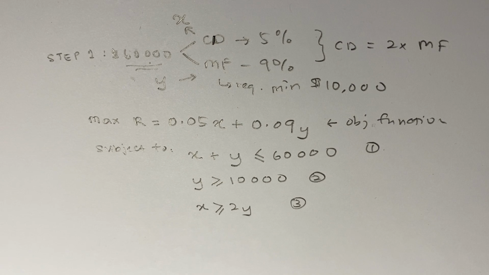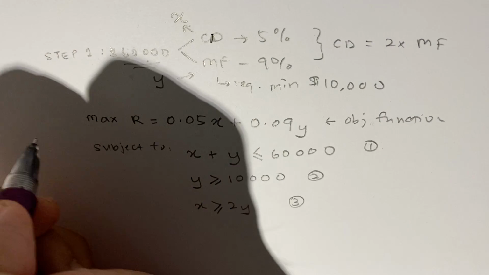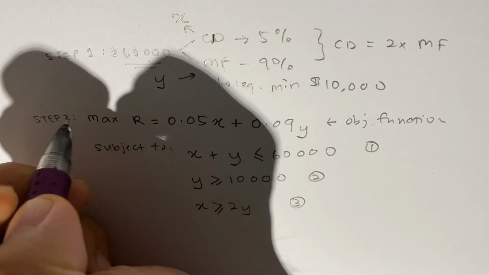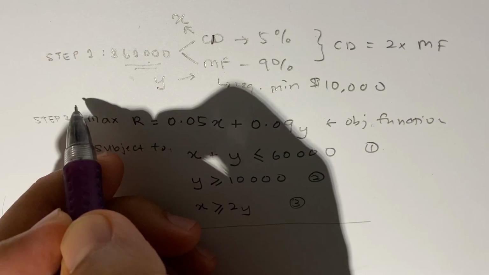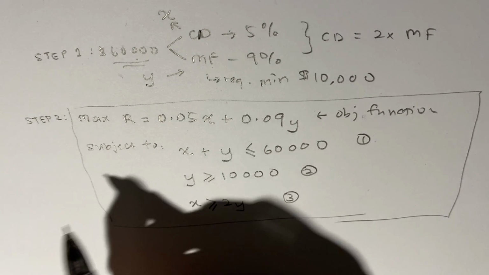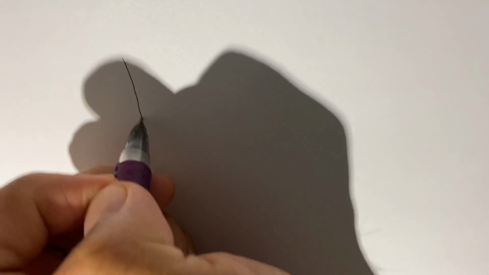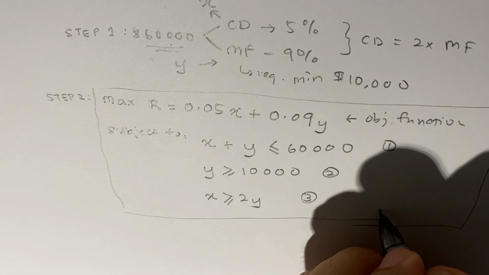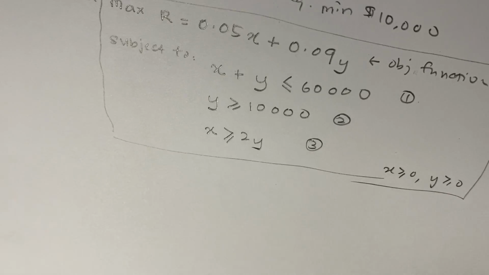Step number 2: we have already formed the mathematical problem, where we convert all the information given in the question into a formal mathematical statement. Then step number 3 is to convert all this into a graph. We have 3 constraints, so from these 3 constraints, just draw a graph. Of course we know the non-negativity conditions: x must be greater than 0 and y must be greater than 0. We cannot invest less.